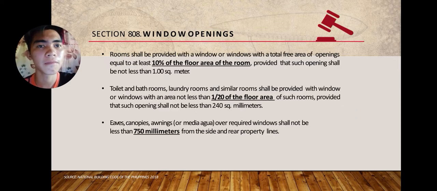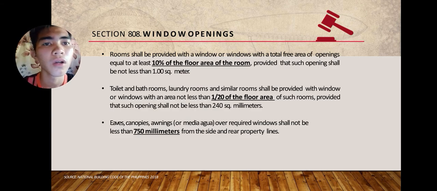So next, section 808, window openings. Rooms shall be provided with a window or windows with a total free area of openings equal to at least 10% of the floor area of the room, provided that such opening shall be not less than 1 square meter. So, mao na ang requirements.